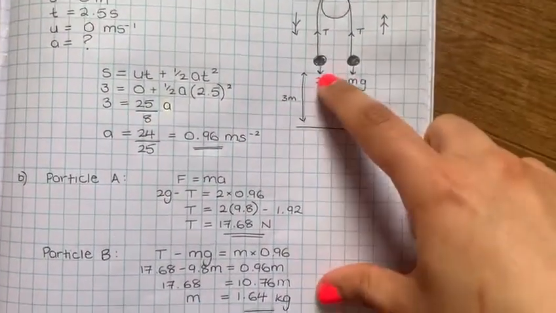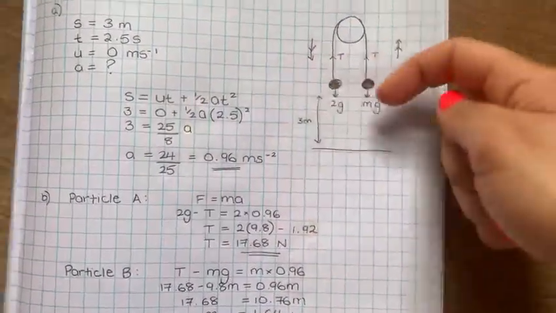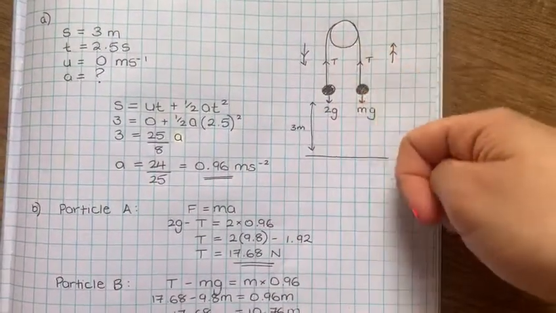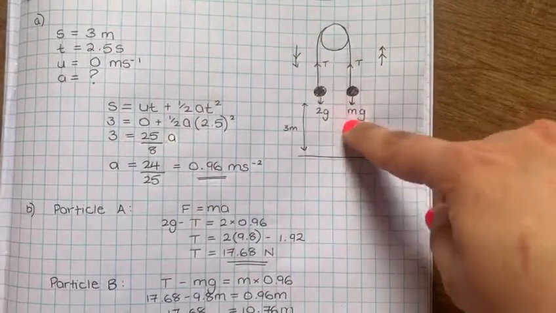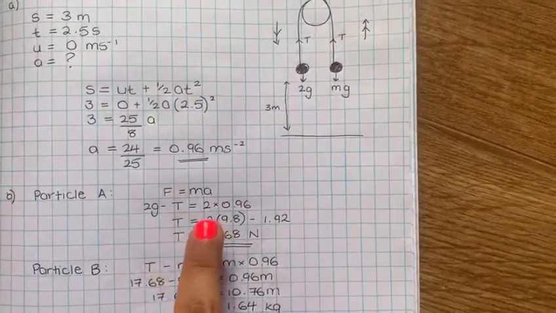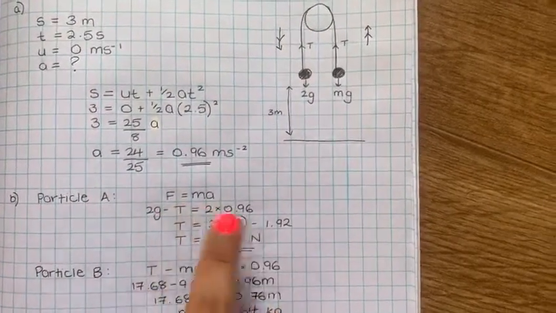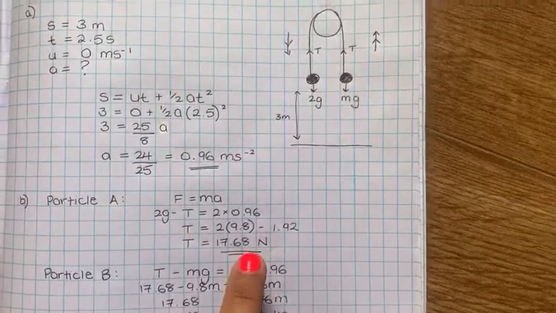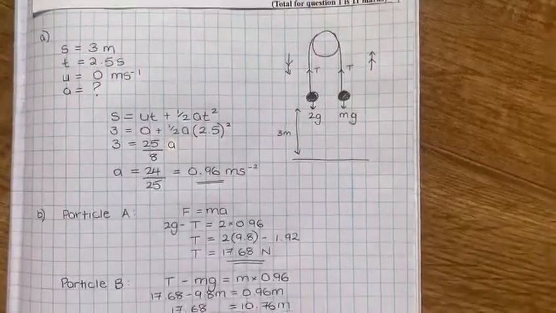So for particle A, the total forces acting on this particle is my weight and my tension, remembering that we always accelerate towards the bigger force. If we're accelerating down this way, that must mean that our weight is bigger than our tension. So I've got 2g minus T is equal to 2 times my acceleration, which is 0.96. And I've rearranged that to find that my tension is 17.68 newtons. Going back to the question, it is asking me about the mass of B, so I need to keep going.